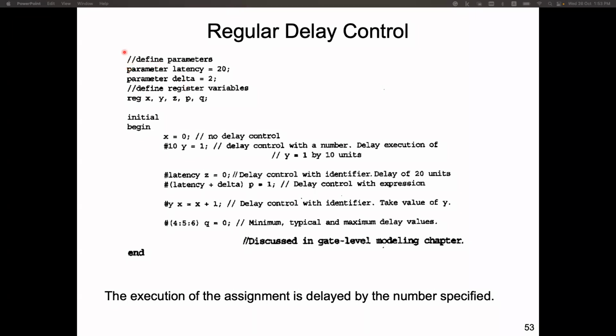Here, first we define some parameters with the keyword parameter. Latency is a fixed constant, for convenience of programming, used to represent the integer 20, and parameter delta is 2. This line defines register variables: X, Y, Z, P, and Q are register type signals. Then the initial block. First line, X equal to 0. This initializes X, and there's no delay control.